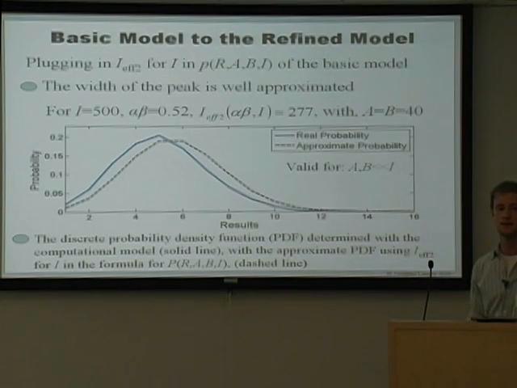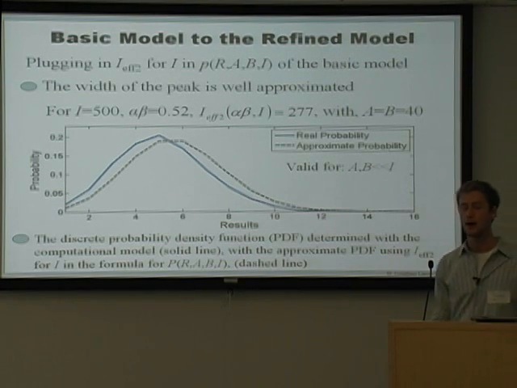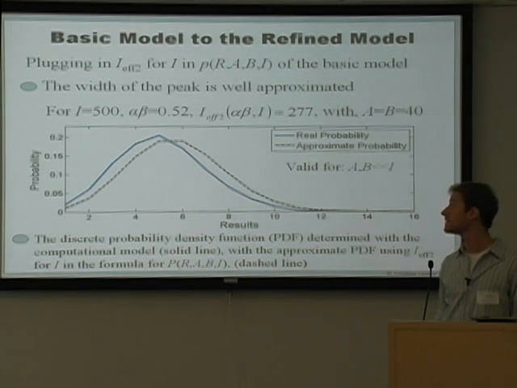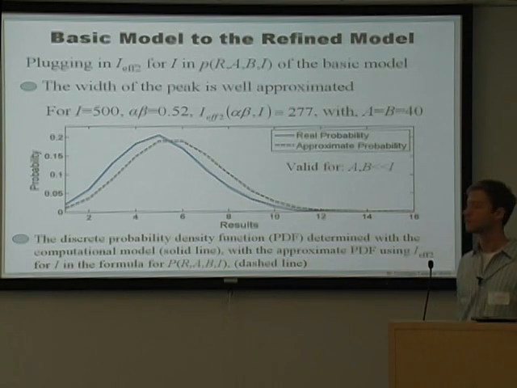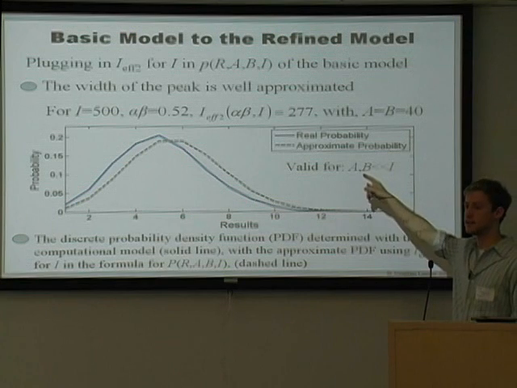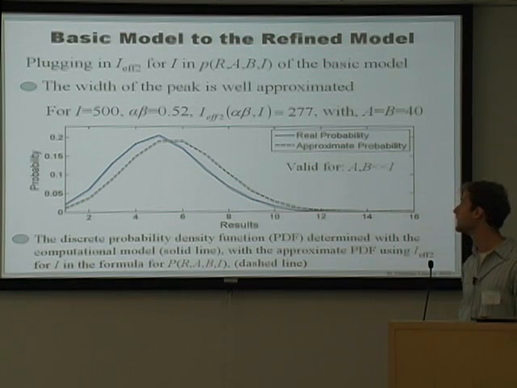But to verify that, I use the computational model again, this time with an index size, a fake internet of 500 pages. And alpha beta is, again, the distribution of page sizes, which will be 0.52. Which then gives us an effective index size of 277 simply by plugging it into the formula.